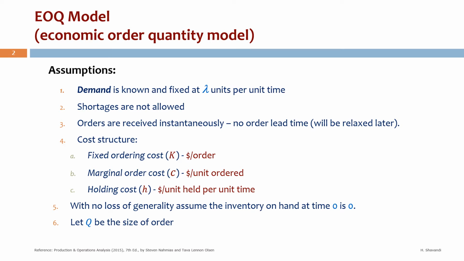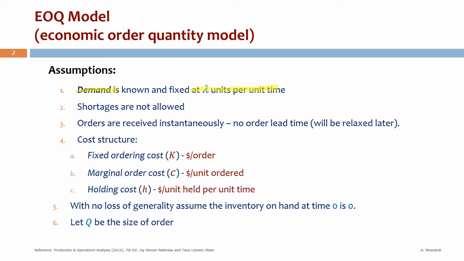We assume that demand is known and fixed at lambda units per unit time. For example, let's say our unit time is a year, and we assume that our demand is known and fixed at 1,000 units per year. So we know that for a year ahead, we will have exactly 1,000 units as demand for our good.